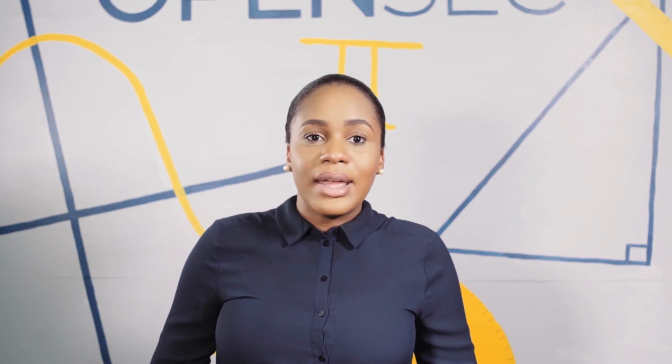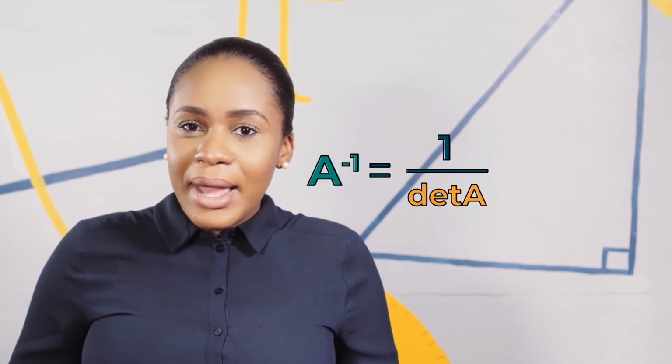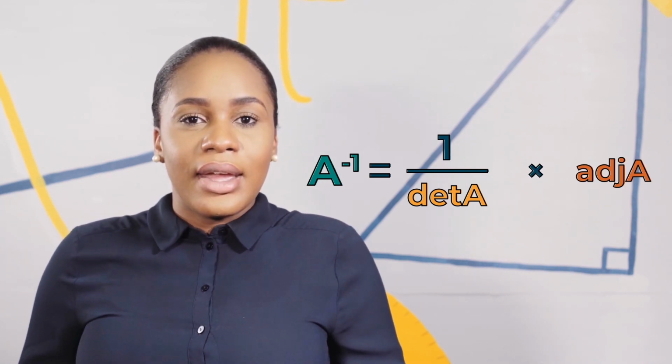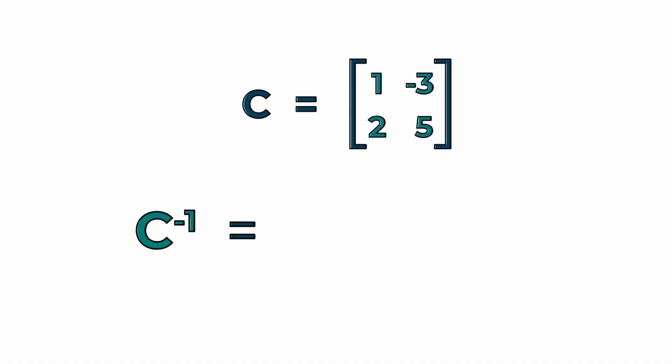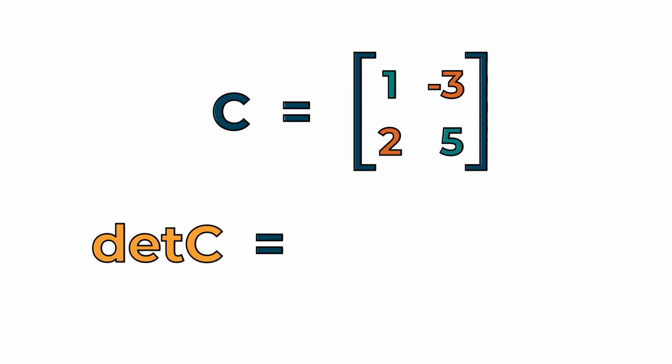Finally, both the adjoint and the determinant are used to find the inverse of a matrix using this formula: 1 over the determinant of A multiplied by the adjoint of A. Let's use an example. The inverse of matrix C is equal to 1 over the determinant of C multiplied by the adjoint of C. Recall how to find the determinant. That will be 1 multiplied by 5, which is 5, and negative 3 multiplied by 2, which is negative 6. 5 minus negative 6 is equal to 5 plus 6, which is equal to 11.